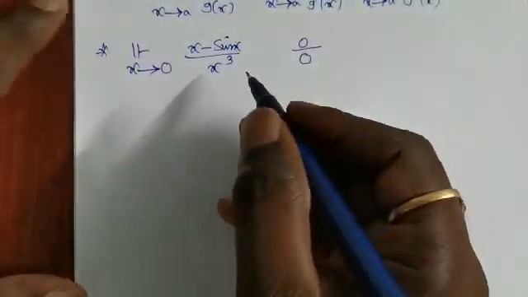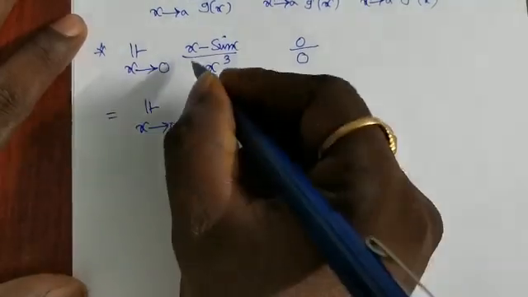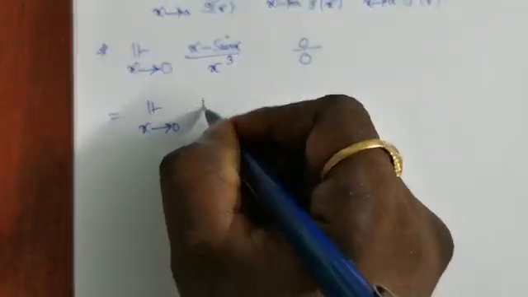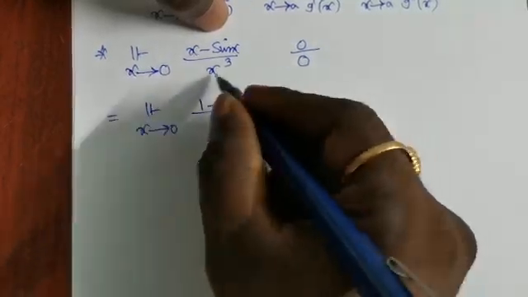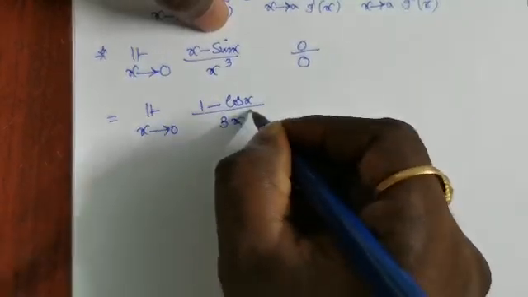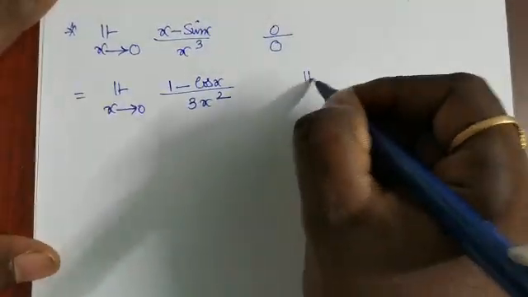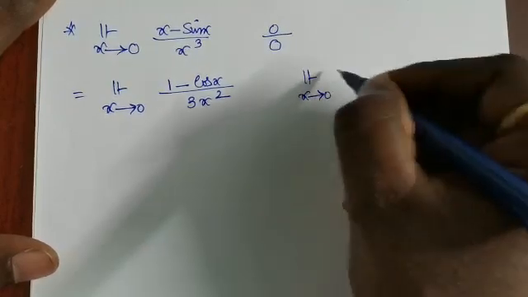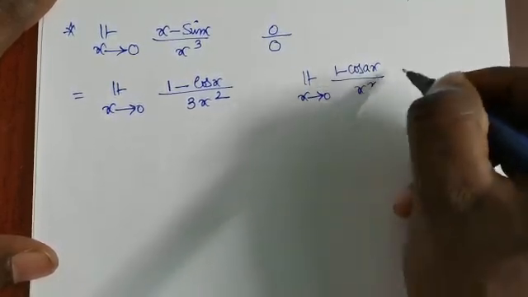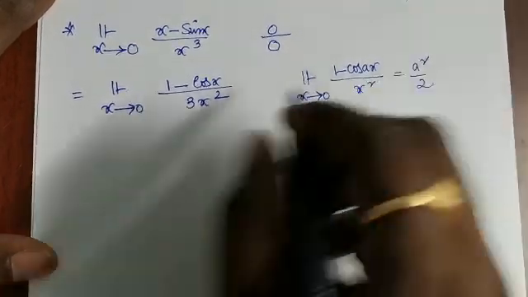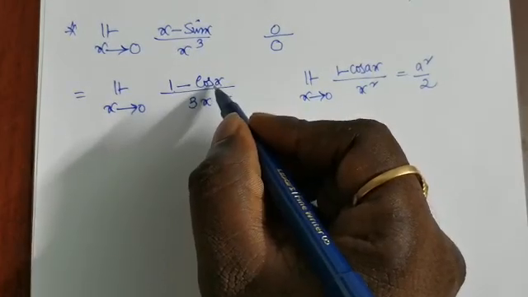Now we are using L'Hopital rule, that is limit x tends to 0. The differentiation of x minus sin x is what? 1 minus cos x, divided by x cube derivative, that is 3x square. In the previous classes, we already know that limit x tends to 0, 1 minus cos ax by x square is what? a square by 2. Here we have 1 minus cos x. In place of a, we have 1.